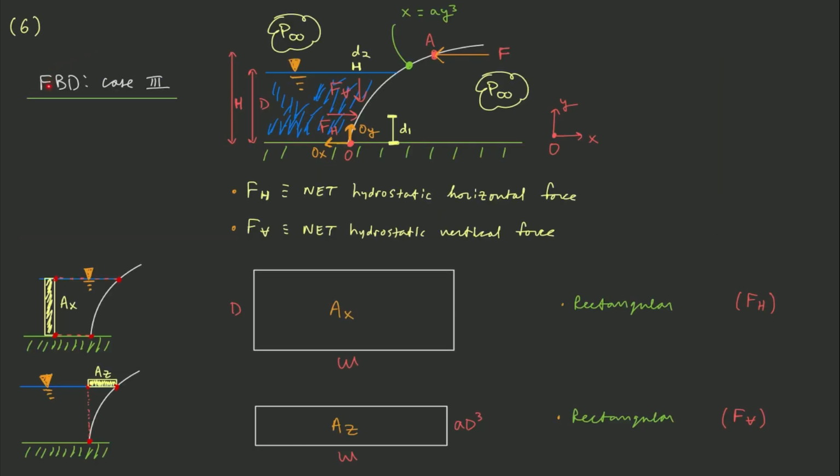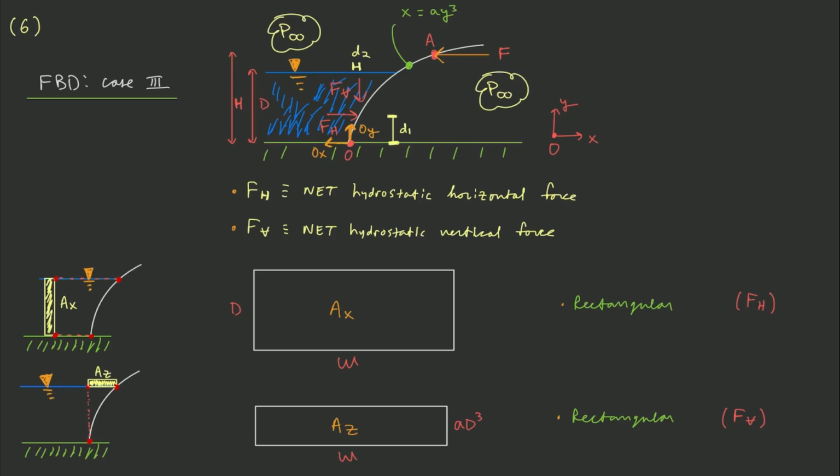So now we're looking at case 3 as we've established. We're going to draw a free body diagram for case 3. We're going to establish that FH is the net hydrostatic force in the horizontal direction, and FV is the net hydrostatic force in the vertical direction. Net meaning it's the hydrostatic force from the water and the ambient air combined.